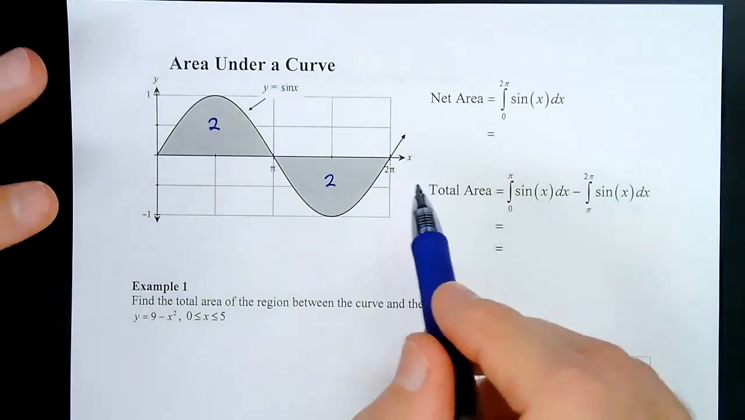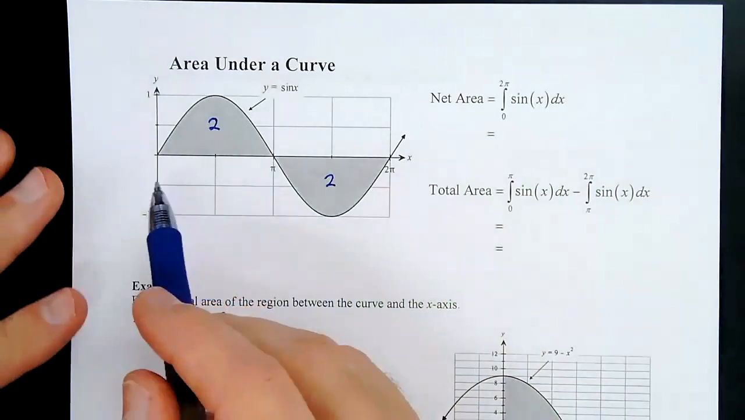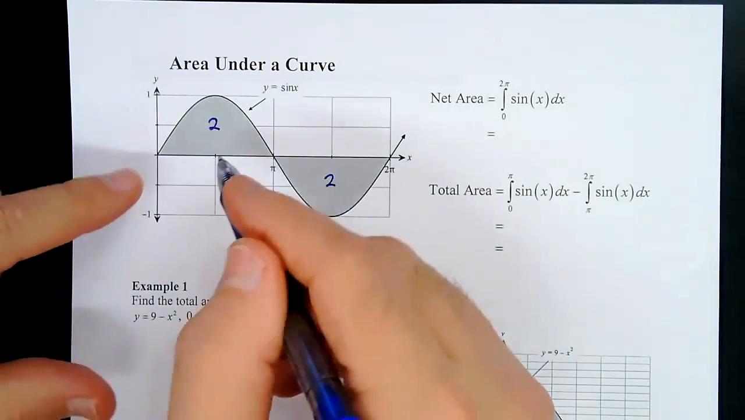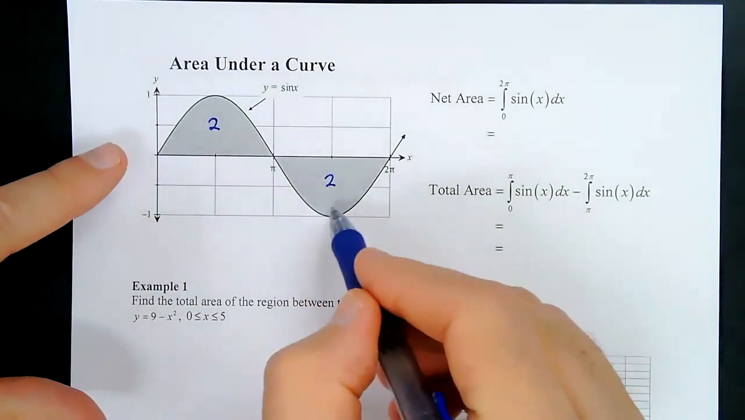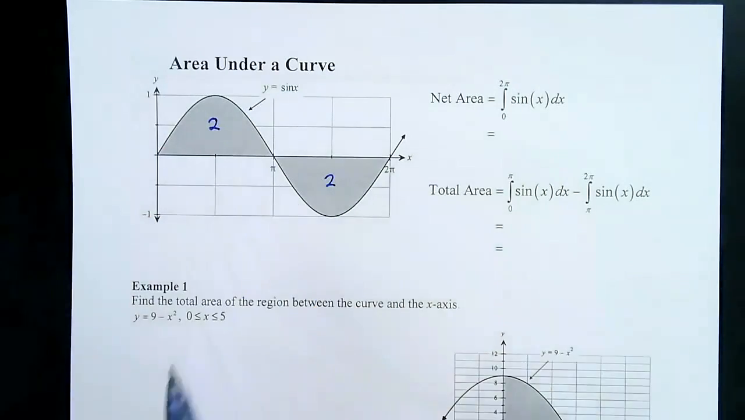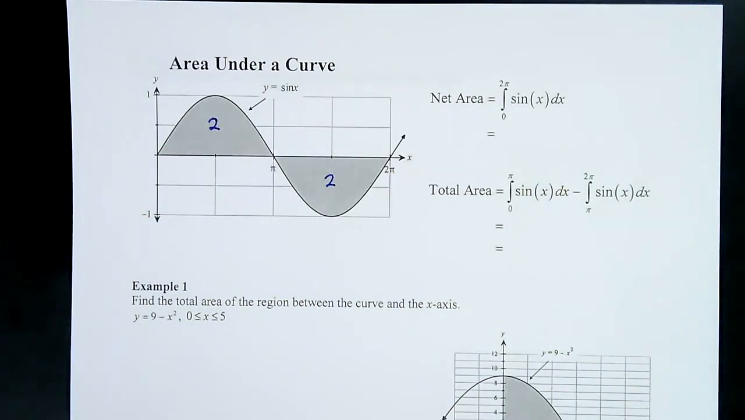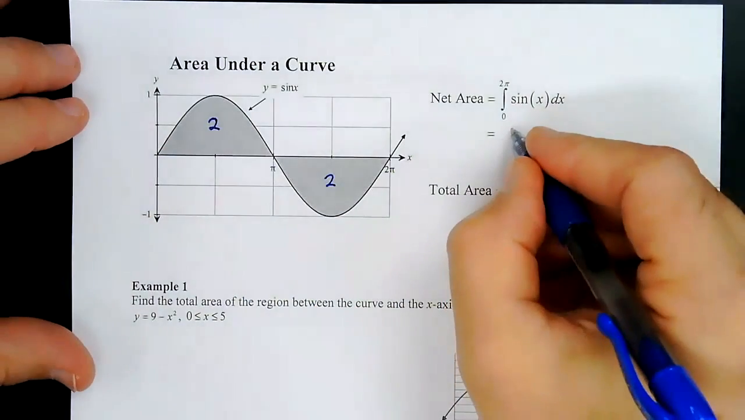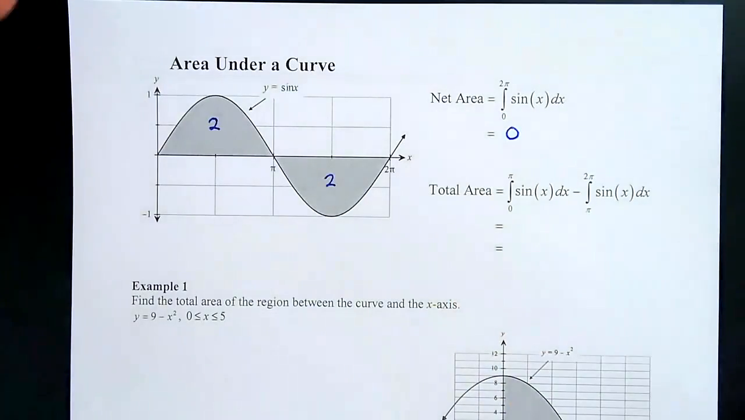But when we talk about net area, we're talking about accumulating both positive and negative areas. So this is considered positive and this is considered negative because it's below the x-axis. And since they're the same thing, this net area would come out to be 0, okay? So this is net area, where we accumulate both positive and negative.